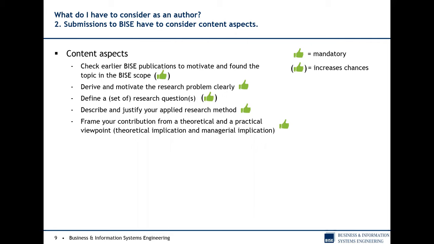Then there is the content. It is recommended to position your paper with respect to earlier BISE publications. But what is really important and sort of a non-negotiable is to really derive and motivate your research problem very clearly. This is something that all our reviewers will check. A set of research questions is something to build upon for the rest of your paper. The research method is another element that in the BISE history has become a very important element to be evaluated. And we also like you to frame your contribution from both a theoretical and a practical viewpoint. As Jan already explained, our journal is at the crossroads of different disciplines. We also appreciate both the theoretical and practical angles.